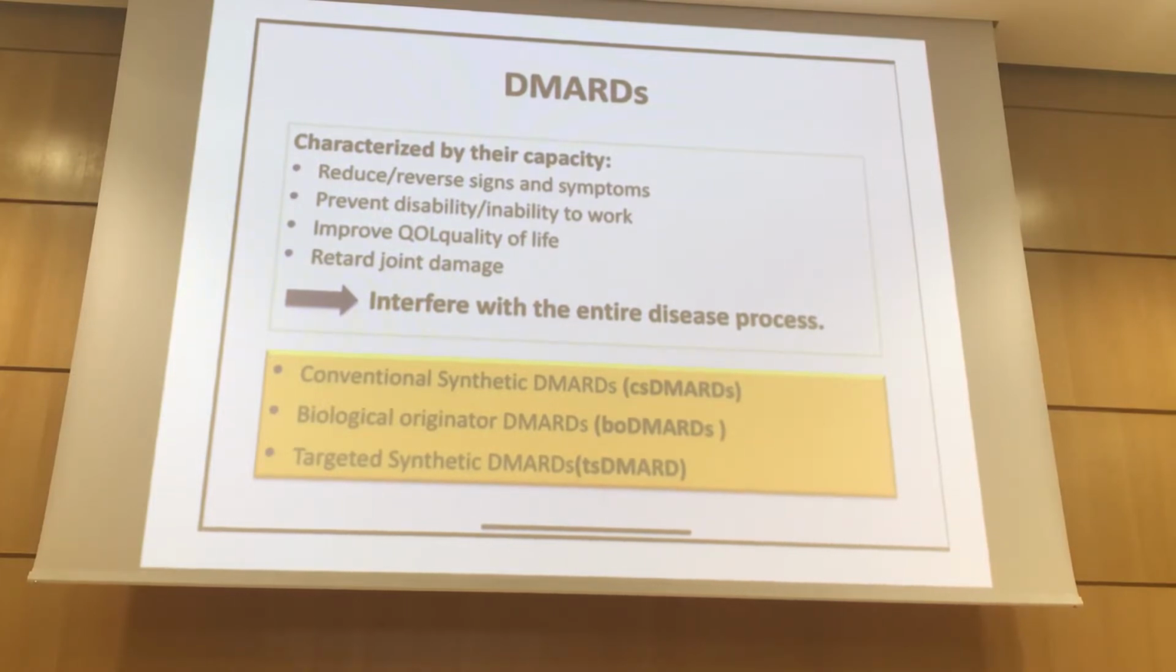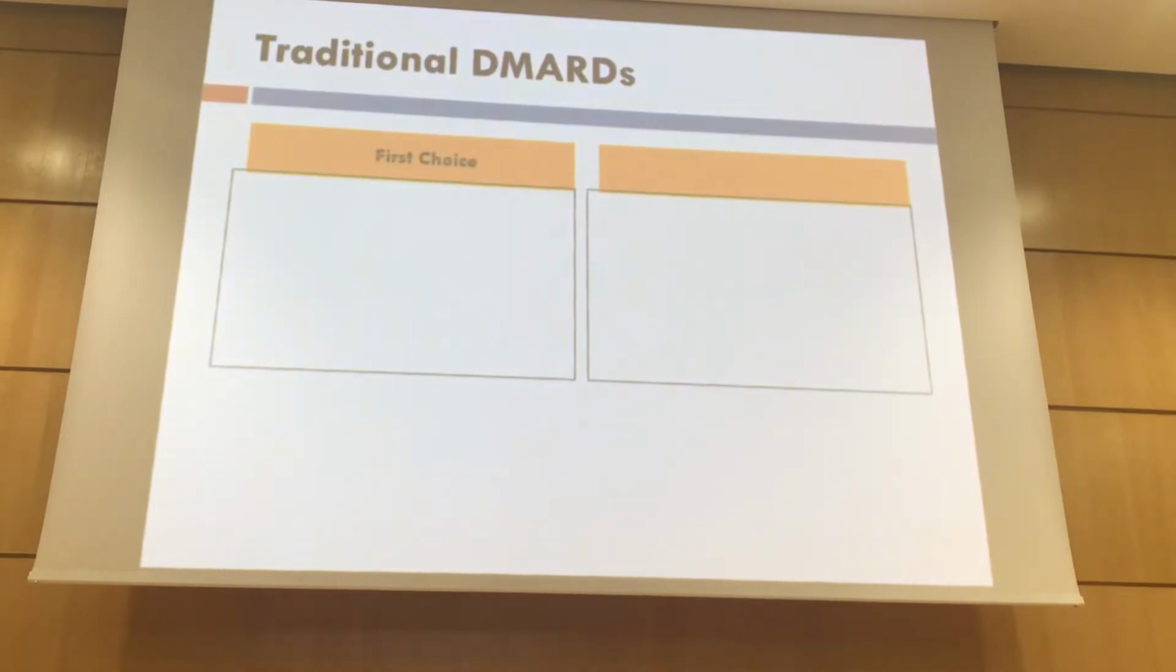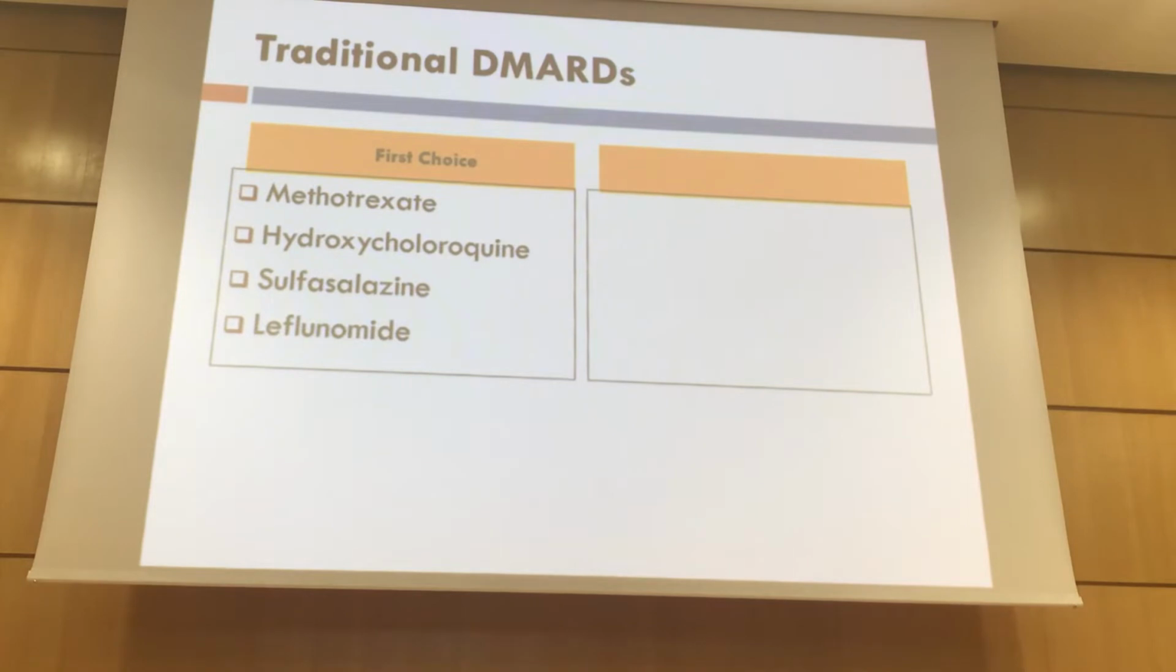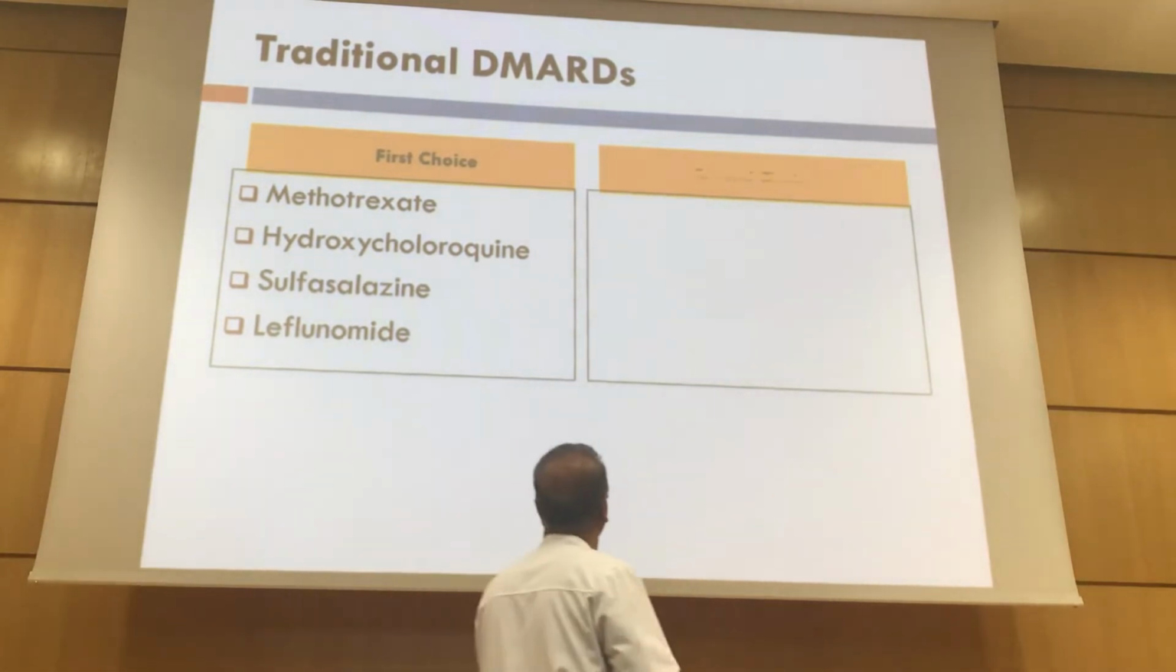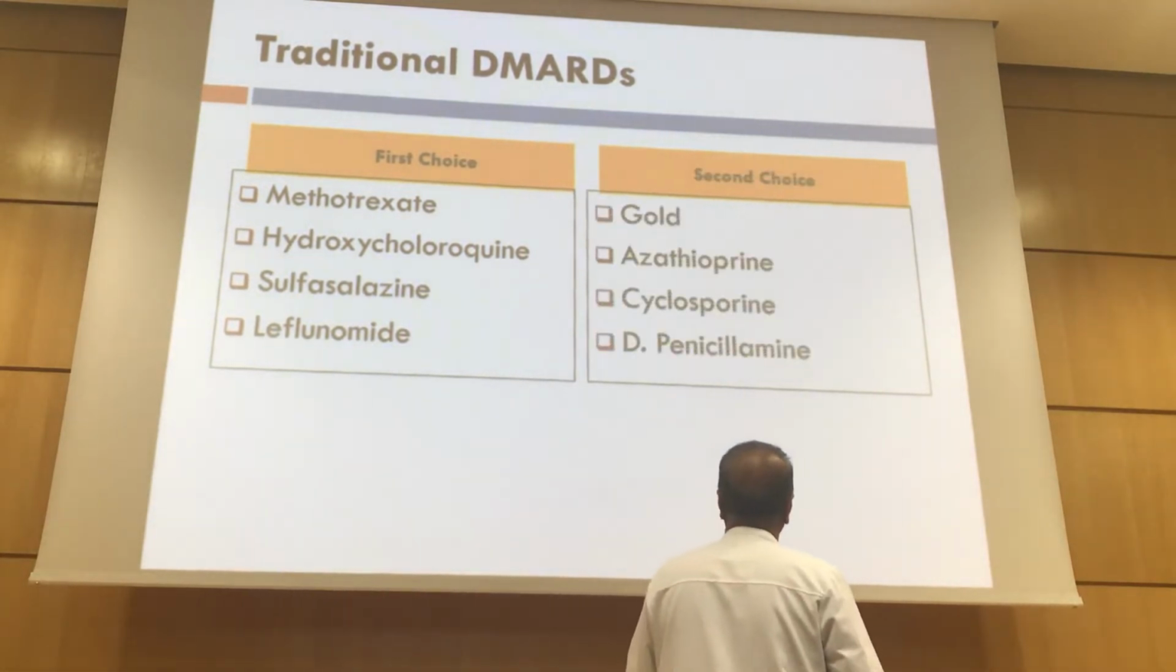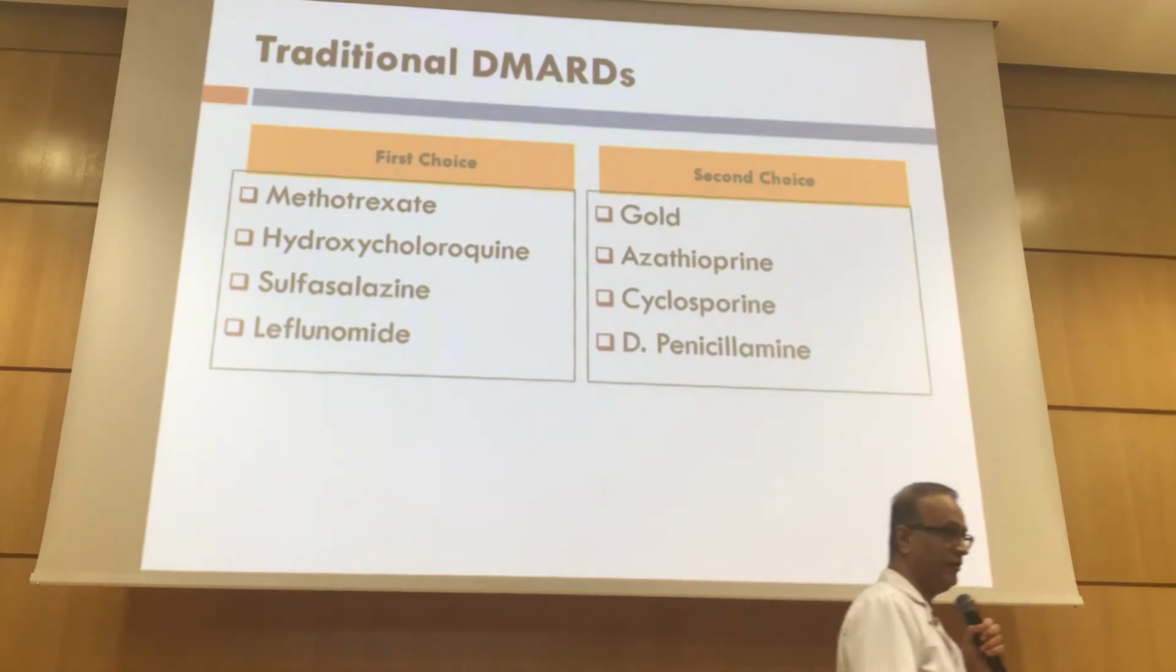Any questions so far? Yes? What are the DMARDs? You need just to know them by names. And number one in rheumatology, especially rheumatoid arthritis, is methotrexate. Methotrexate. Second choices, you can see, they are azathioprine, gold, and others.